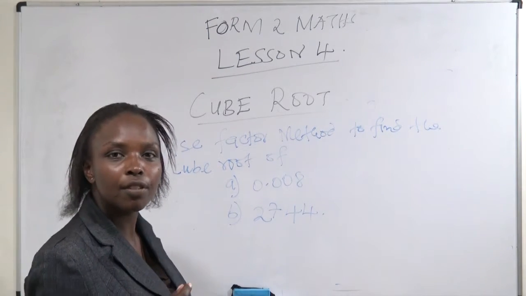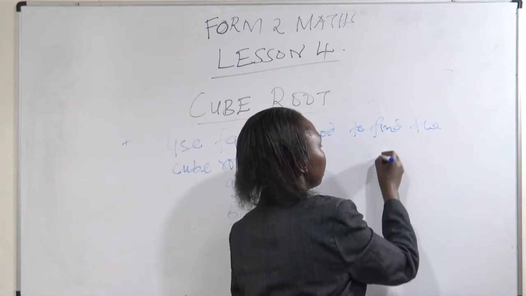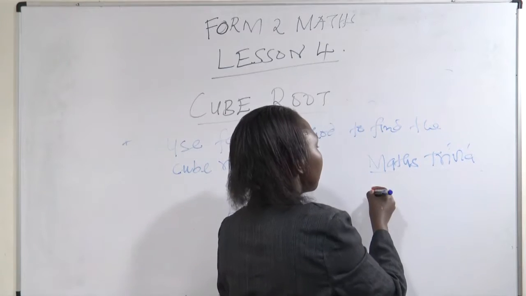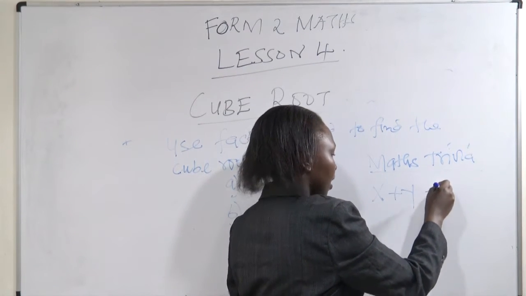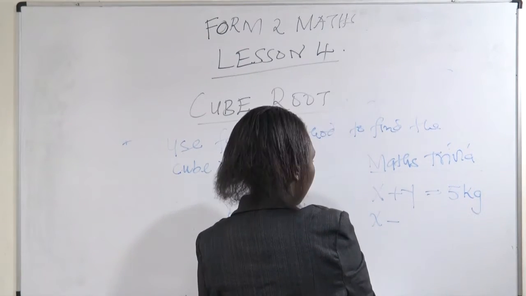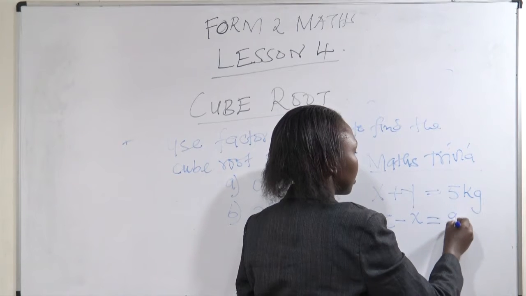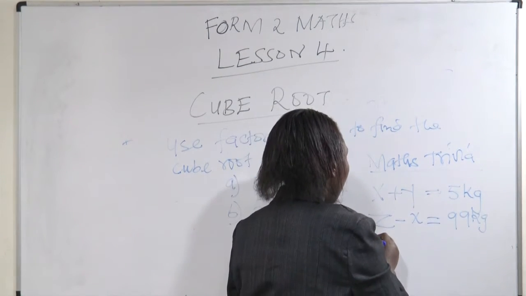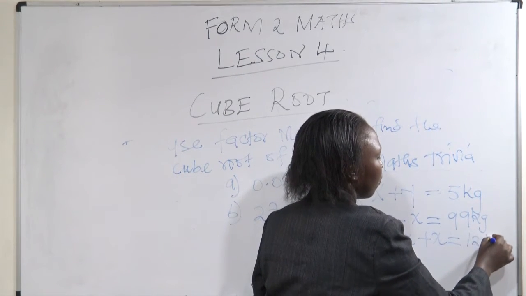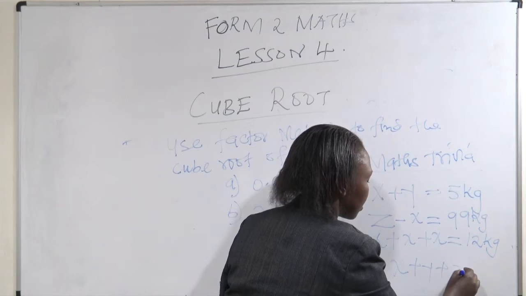But I won't feel as if it was a lesson if I don't end with our mathematics trivia for today. So our math trivia for today looks like this. You have some unknowns here. If x plus y equals 5 kilograms, then you have z minus x equals 99 kilograms, then you have x plus z equals 12 kilograms. Find x plus y plus z.